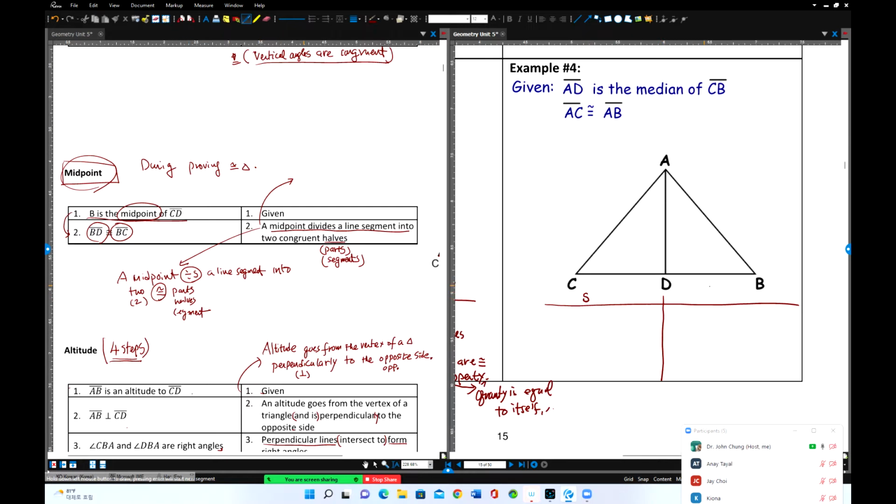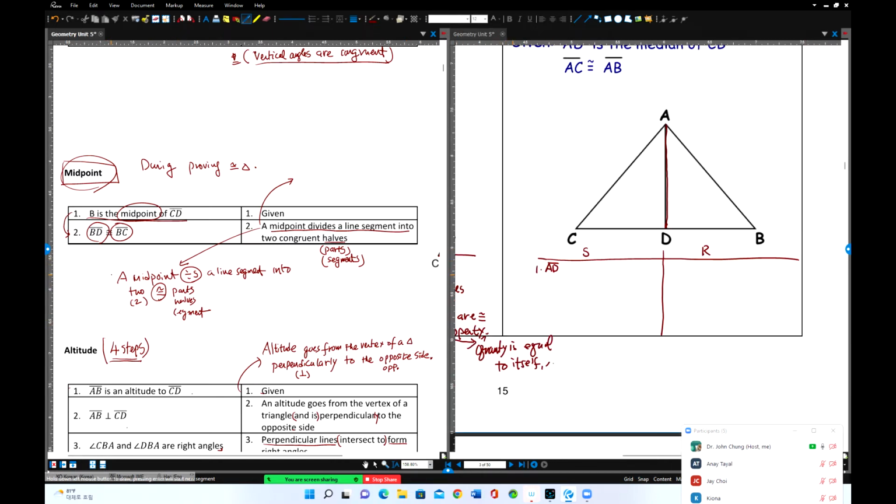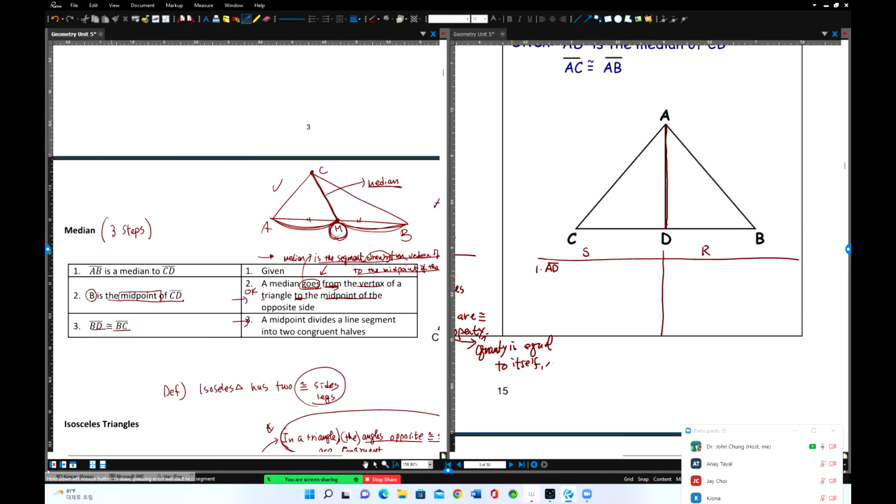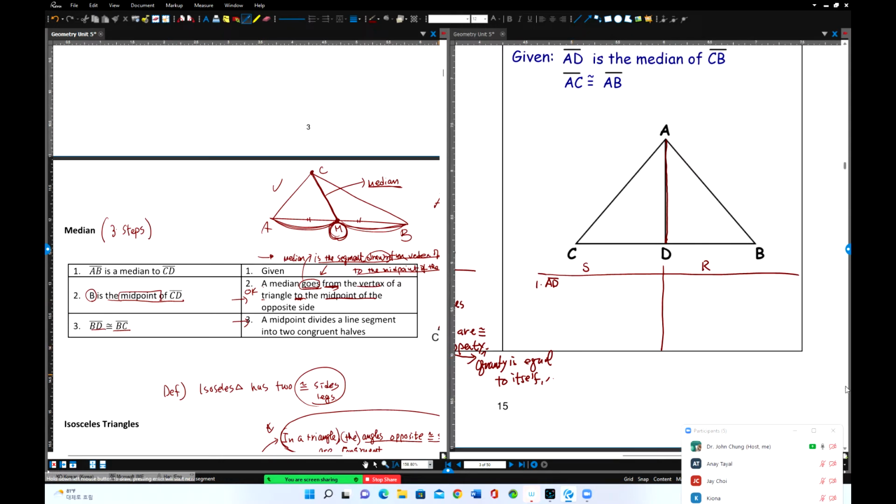Statement, reasons. Number 1. AD. This is AD, the median over here. Oh, that is a median. We've got to go median, not midpoint. I did it wrong. Where is the median? Oh, this is the median. Median is 3 steps. Don't jump. 3 steps. AD is the median of CB, or you write down everything. That's the given.